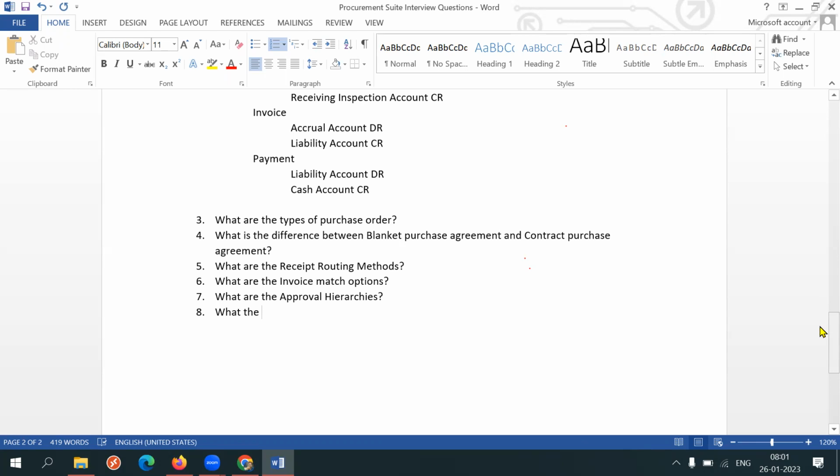I'm thinking about important entry questions. Accrue at receipt and accrue at period end. What is meant by accrue at receipt? Accrue at period end.